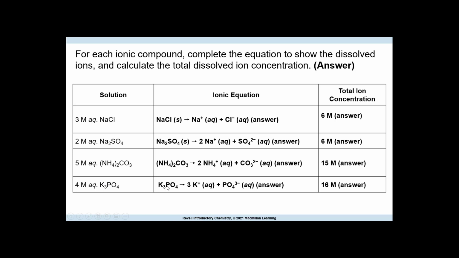4 molar is 4 for the whole compound. 3 times 4 is 12. 1 times 4 is 4, so 12 plus 4 is 16. Hopefully I didn't go too fast and that makes sense. But do you see why you need to write out the ionic equation? So you can see exactly how many you have, unless you can visually separate this out by just looking at it, which isn't always the case.